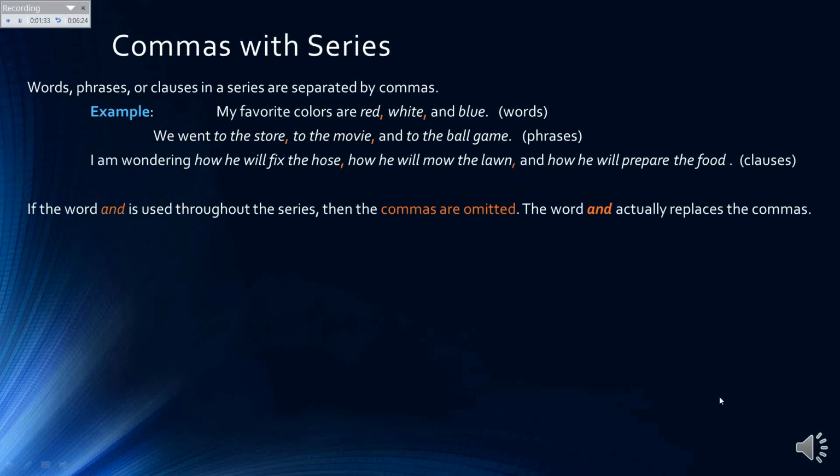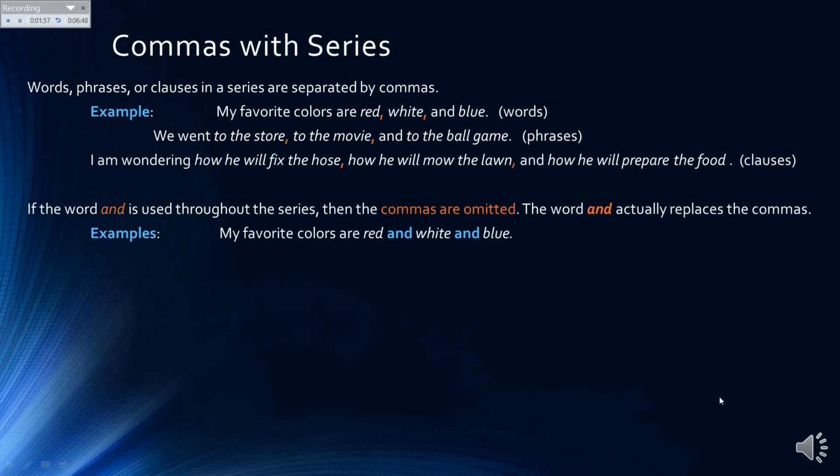Now, if the word and is used throughout the series, then we can omit the commas, because the word and actually replaces the commas. I could have said, my favorite colors are red and white and blue. I don't have to put the commas in there like I did up above and say my colors are red, white, and blue. But you cannot use both.